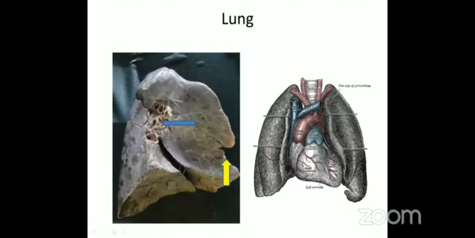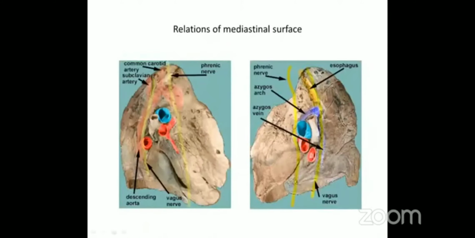Then you can be asked about the relations of the mediastinal surface. This medial surface, as we have already seen, is related with the heart and different structures, the branches coming out from the arch of aorta, or the nerves which are going from the neck to the thorax to the abdomen. All these structures form the content of the mediastinum. So this surface is related to those structures.